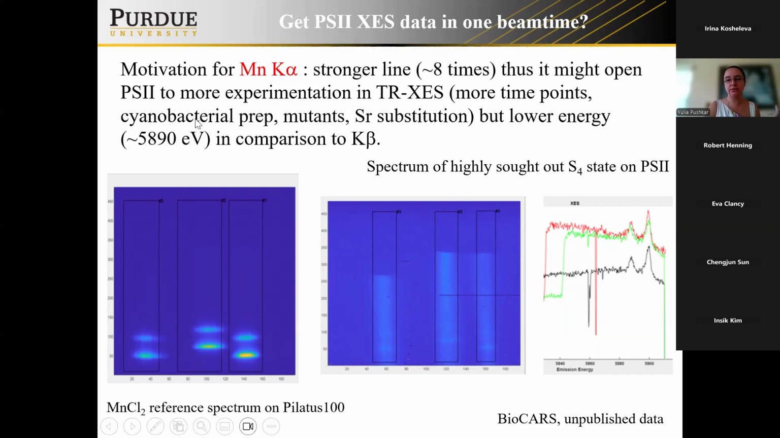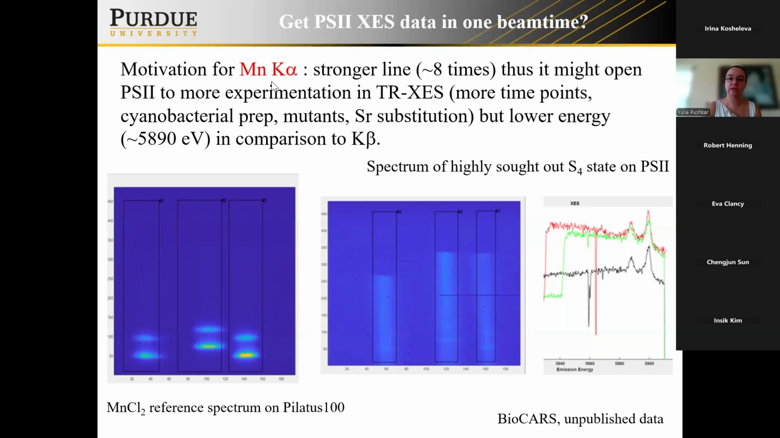Cyanobacterial prep. So far we did only spinach, which is more accessible. Cyanobacterial preps give you little protein. You need to economize on your sample delivery. Maybe you want to study some mutants. There are some very interesting mutants. There is a strontium substitution, where you can substitute calcium for strontium. We want to study all those specific things, but how can we physically do it if we need 4 or 5 beam times to have one complete publishable data set?